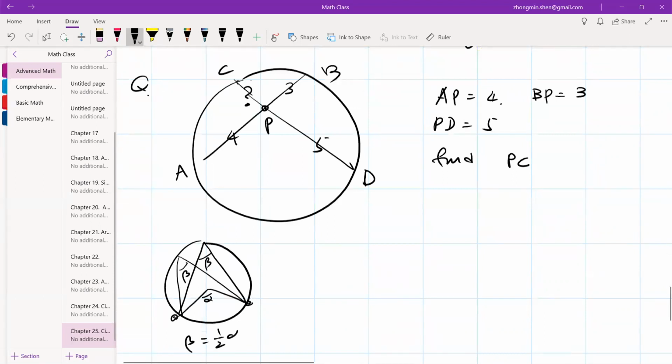How do we solve this problem? Remember rule number 1: connect the important points. I probably have to connect the center, but I probably don't need a center here. I just use this line and this line. Maybe another point is the center. You can try, but this time it is not very useful. Okay, then what?